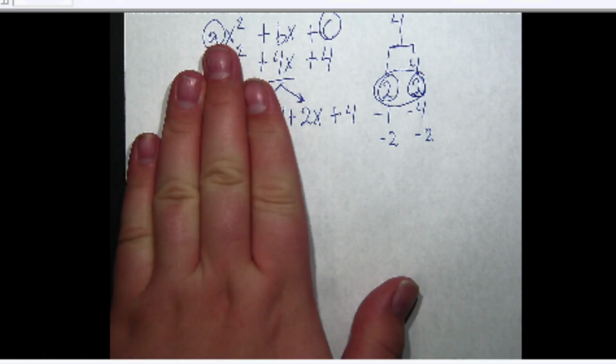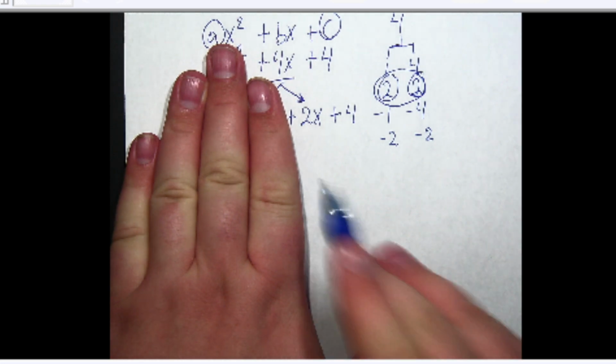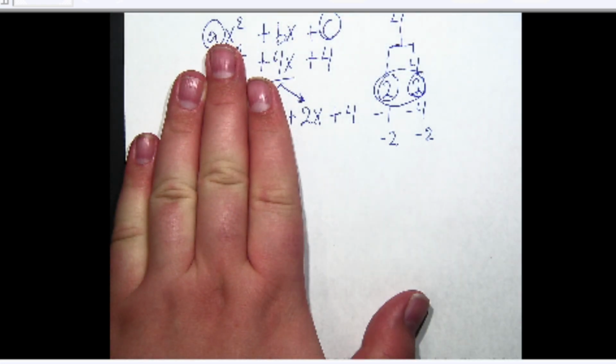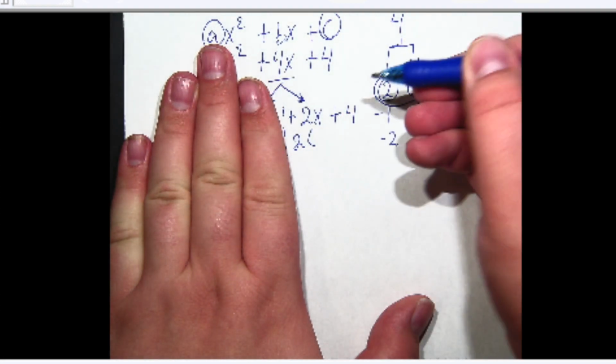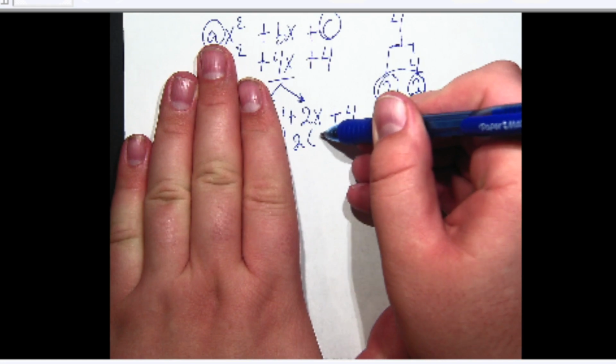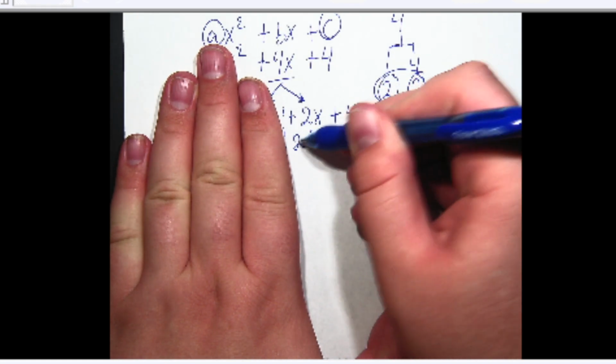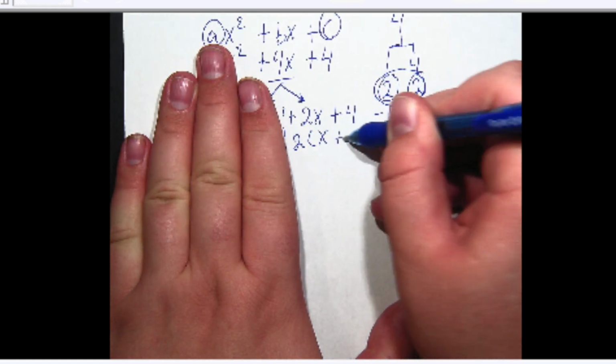We'll do the same thing to the other side. So 2x and 4 can both be divided by what? 2. Good. And if we divide that out, 2x divided by 2 just leaves that x. 4 divided by 2 is 2.